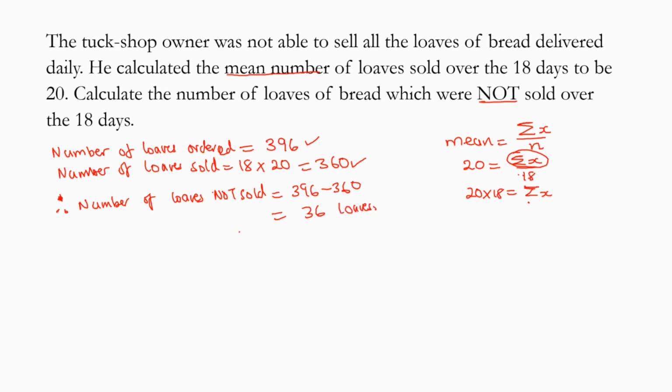Okay, done. Or you could have said that the mean of bread ordered is what? The mean for bread ordered is 22. And then the mean of the bread sold is 20. So it means the mean of the bread not sold is 2. See that? And then you say 2 times 18. 2 times 18, you still get your 36 loaves there.